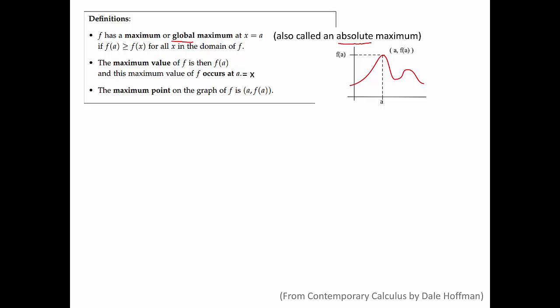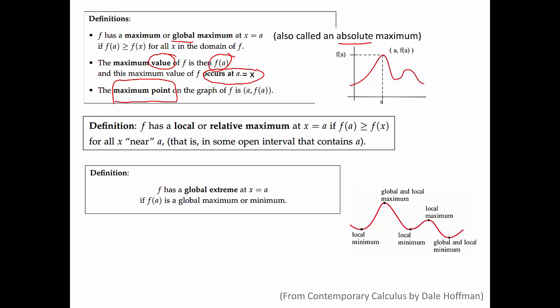One thing to make sure you realize is there's a difference between the maximum value, that's the y value of the function, versus where the value occurs. It occurs at x equals a. And you can also talk about the maximum point, which is, of course, the x, y together. So some definitions. You can also have some local or relative maximums and minimums. F has a global extrema at x equals a.